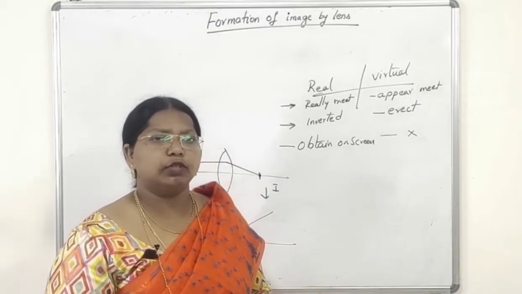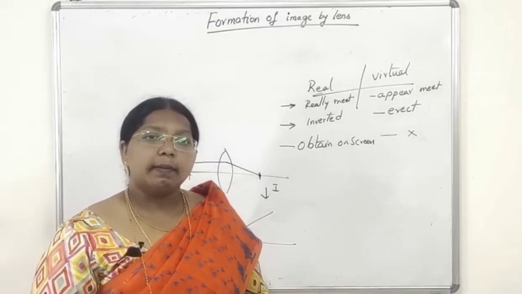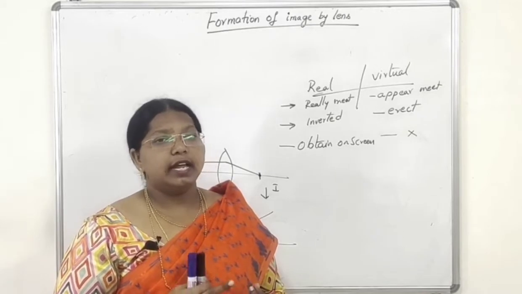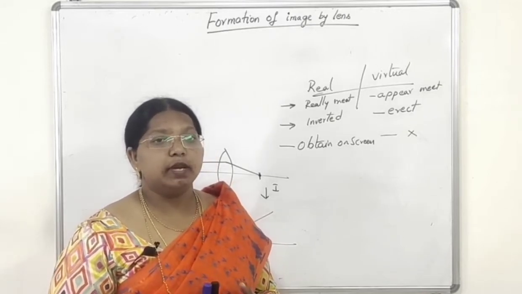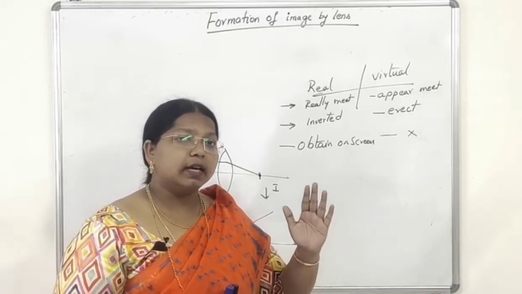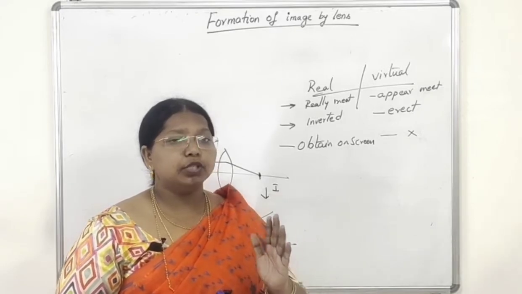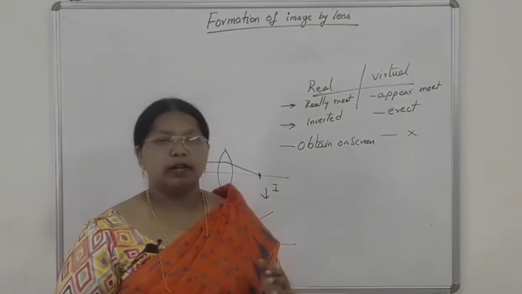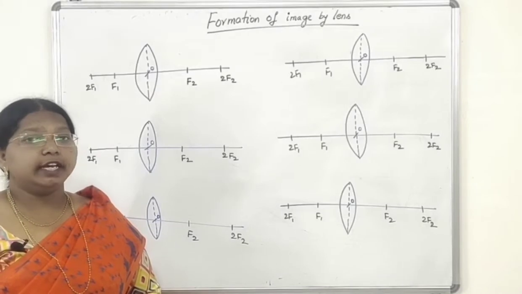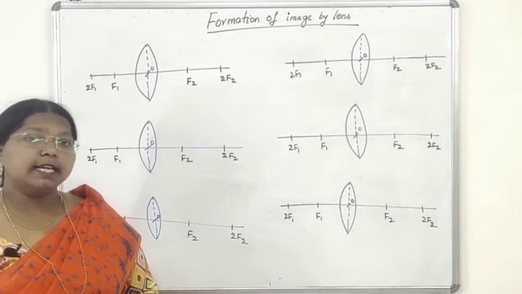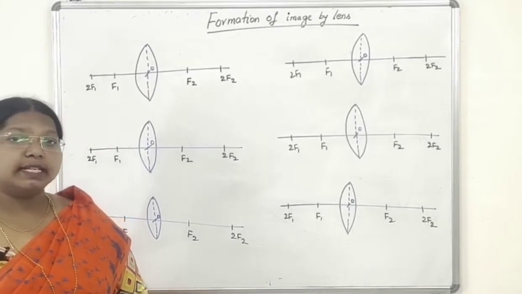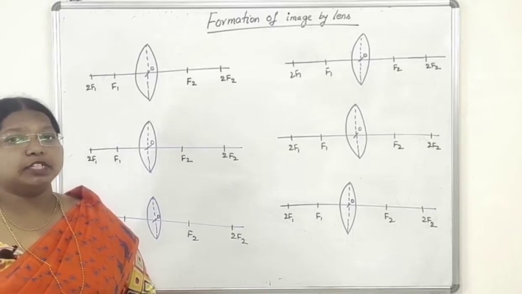Enlarged or magnified, both are the same words. So we'll talk about their size, their position and the nature of the image by keeping the object at different positions on the principal axis. Now we'll draw different ray diagrams for an object placed at different positions on the principal axis.